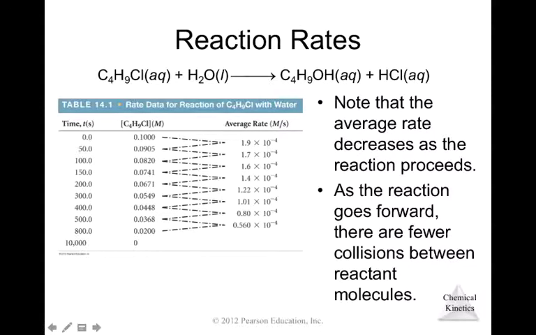A couple things to notice: the average rate decreases as the reaction proceeds, which you should expect, right? Because as you're going along, you're getting much less of the reactant, so the concentration is decreasing, you'd be less likely to find your partner, so less likely to react, so it would take longer.